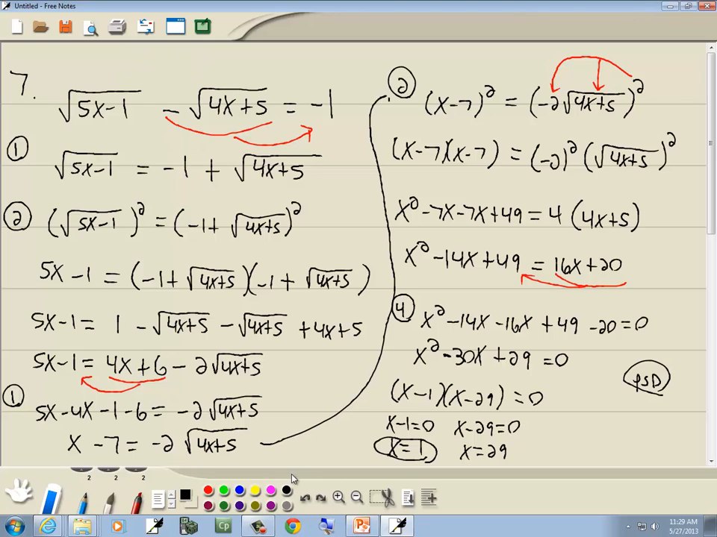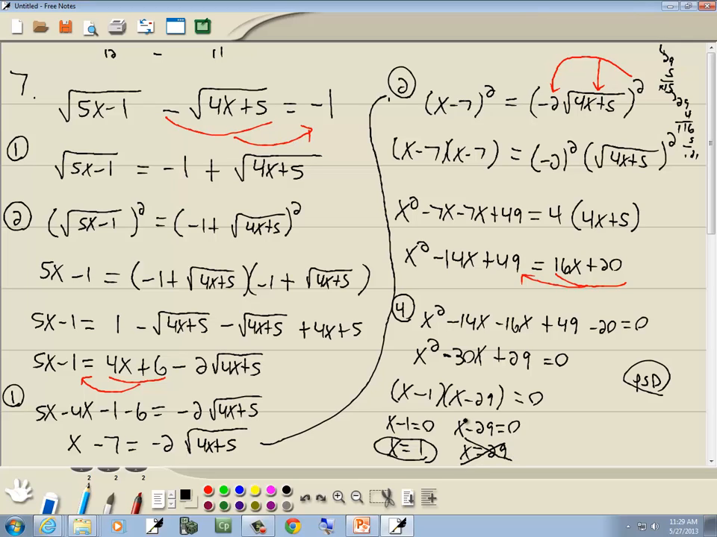Okay. 29. If I put 29 here, 5 times 29 is 145. I get 145 minus 1, which is 144, and the square root of 144 is 12. Minus, and if I put 29 here, what do I get? 116 plus 5 is 121. I get the square root of 121, which is 11. 12 minus 11 does not give us negative 1, so that doesn't check.